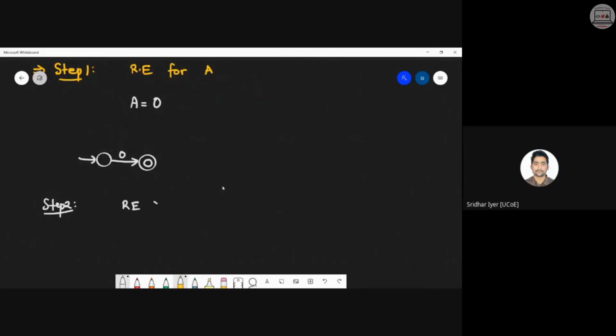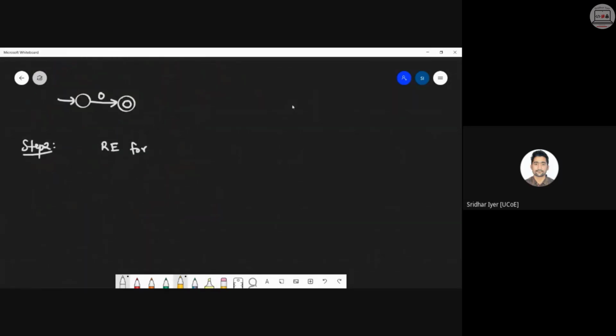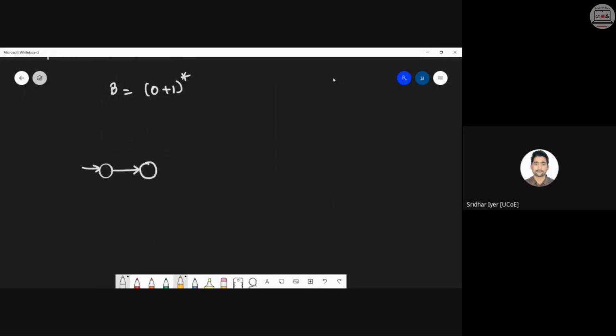Second is RE for, what was the next value? 0 plus 1 closure. Or you can simply write it as B. What is B? B is equal to 0 plus 1 closure. Now you have to draw the diagram for this. It is a closure, so make sure that you have one state at the beginning and another state at the end. So this is that one state in the beginning. So it is 0 plus 1 closure.